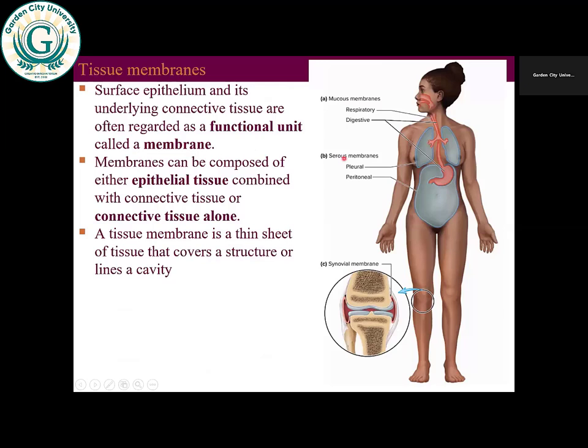So let me look at the one that you are familiar with. The one that you are familiar with is the serous membrane. The serous membrane lines the ventral body cavities. The ventral body cavity, we talk about the thoracic and the abdominopelvic cavity. So the serous membrane that lines the abdominopelvic cavity, we call it the peritoneum. The serous membrane that lines where the lungs are located is called the pleura. Then the serous membrane that is related to the heart is called pericardium.